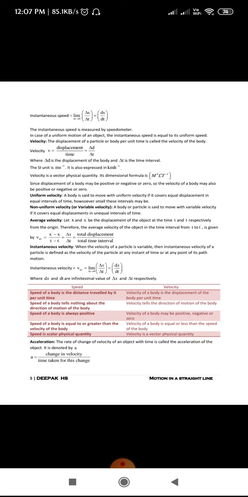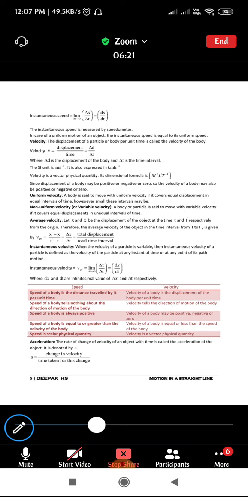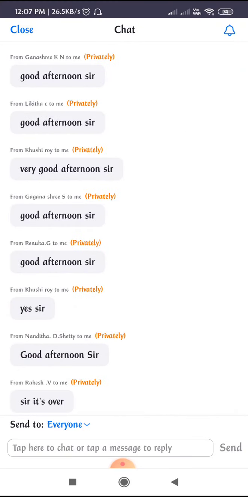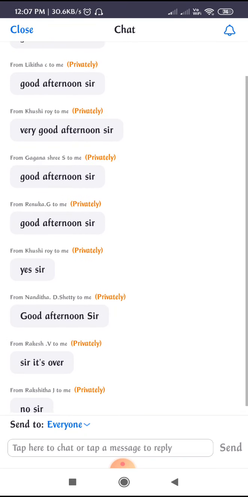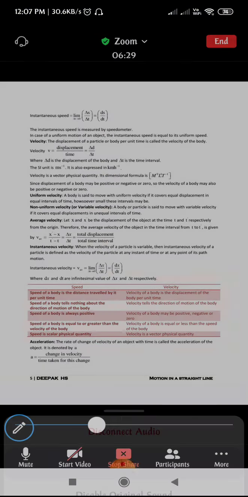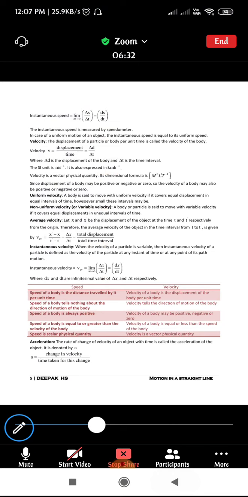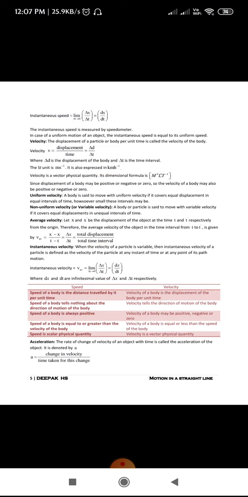I think till here we discussed in the last class, right? In case you have any doubts regarding the last class, you can ask, or else we will move to the velocity. Any doubts? Okay, fine. We will move to the next, that is velocity.